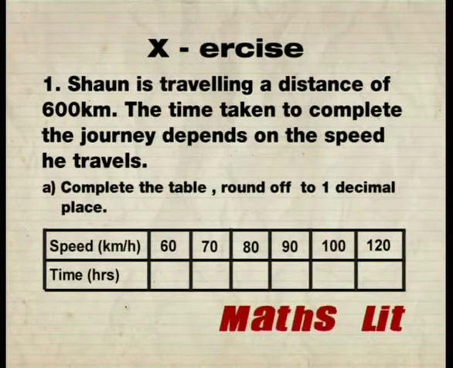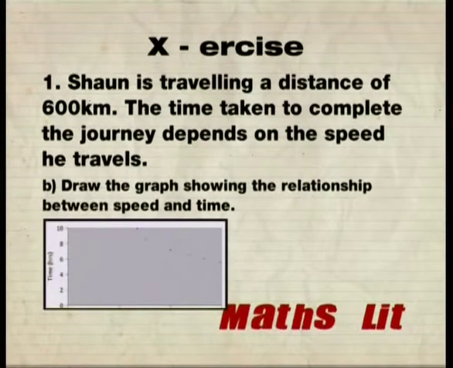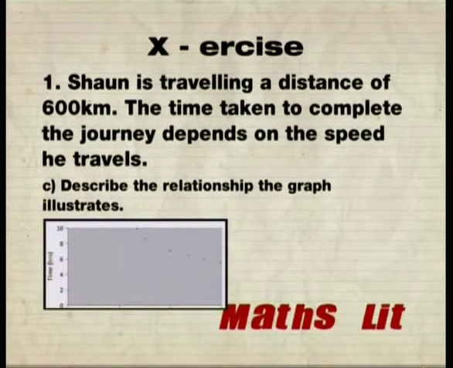Sean is traveling a distance of 600 kilometers. The time taken to complete the journey depends on the speed he travels. 1A. Complete the table and round off to 1 decimal place. Part B. Draw a graph showing the relationship between speed and time. And part C. Describe the relationship this graph illustrates.